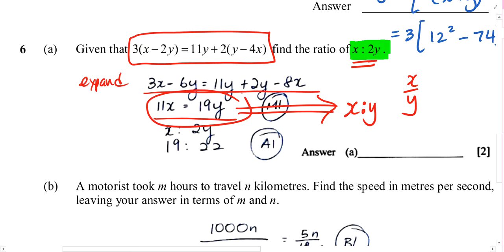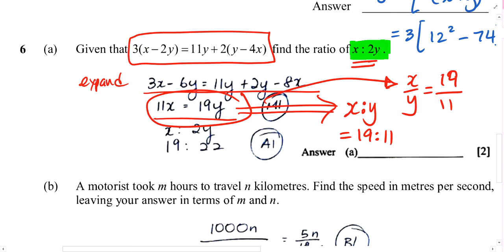Now based on this, can you tell me what's x over y? Is it 19 over 11 or 11 over 19? x over y, come on. 19 over 11, right? Therefore, x to y is equal to, which one is it? 19 to 11 or 11 to 19? 19 to 11.